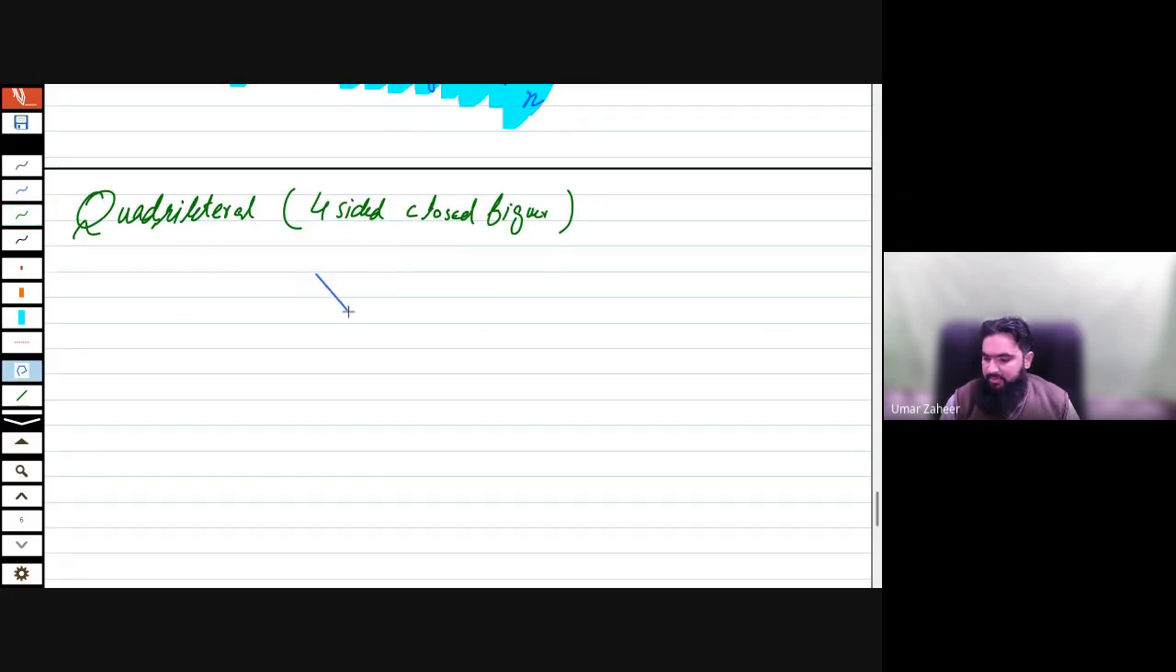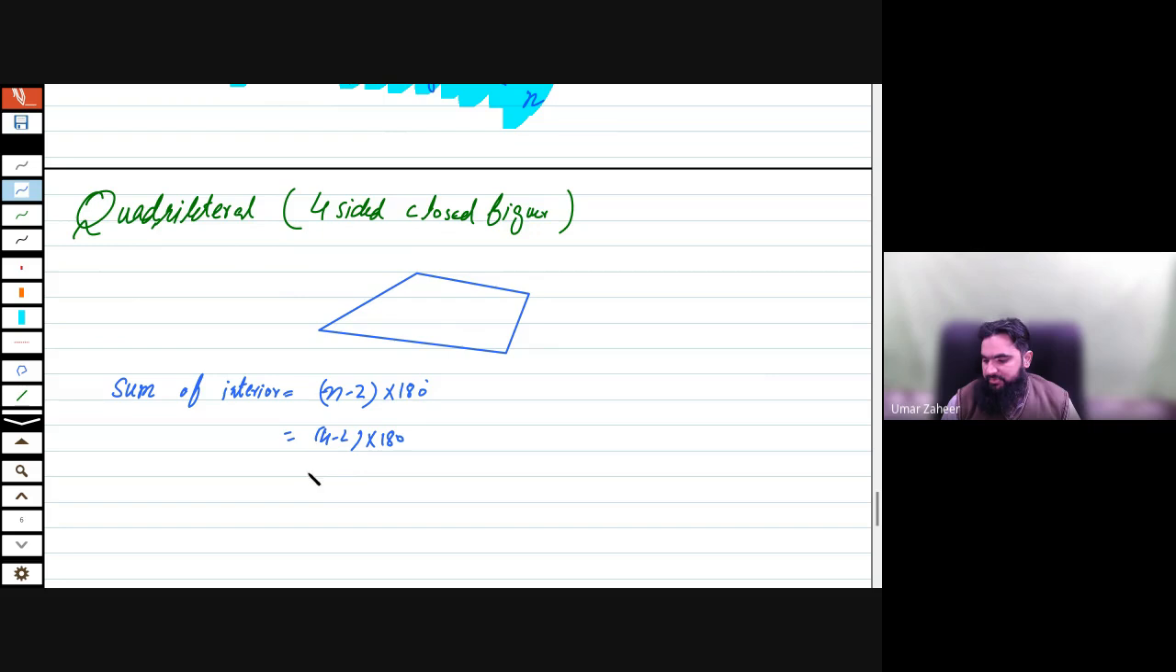So I'm just going to make a quadrilateral here. So it is five-sided now. It is a four-sided closed figure. So if you have to find the sum of interior angles, that will be n minus 2 into 180. So that will be 4 minus 2 into 180. 4 minus 2 is 2. 2 multiplied by 180, that will be 360. So the sum of all of these interior angles will be 360 degrees.